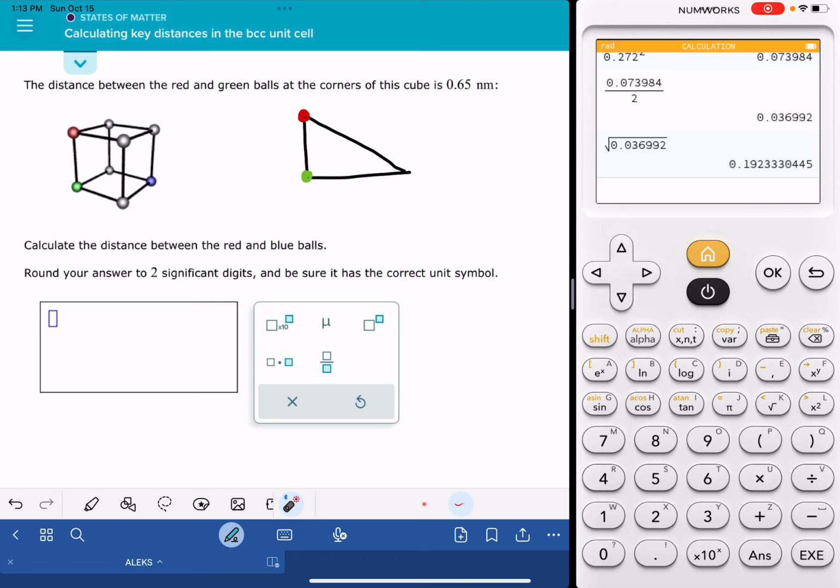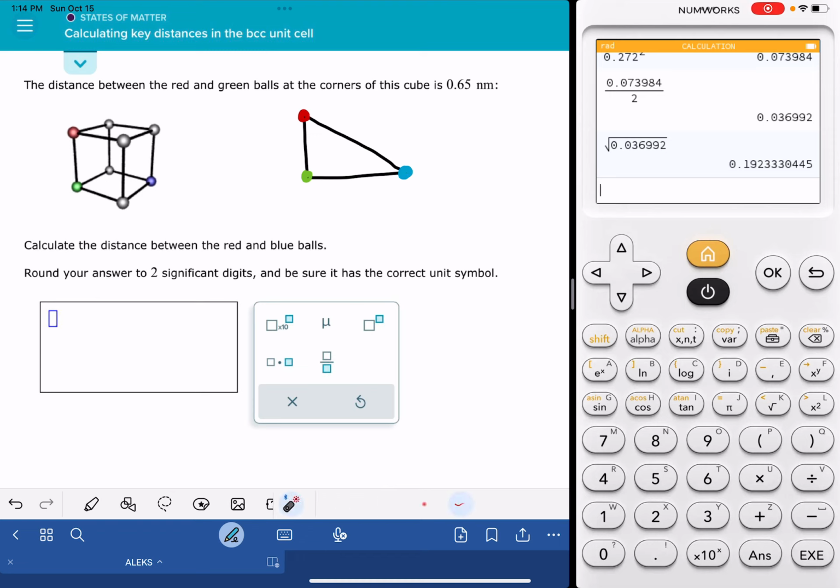The reason I know that it's wrong is because this length right here is the length that spans through the center of the cube. The length that spans through the center of the cube is a relationship between the red sphere, not the green sphere. The red sphere spans through the center of the cube and connects to the blue one on the other side. So again, take your time to make sure that you get these spheres in the right spot.